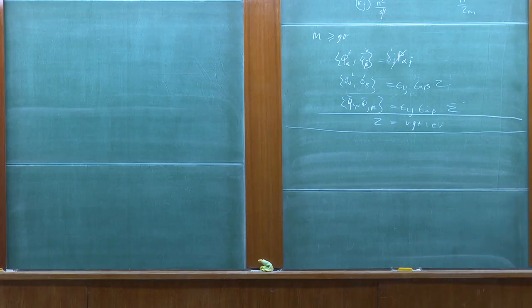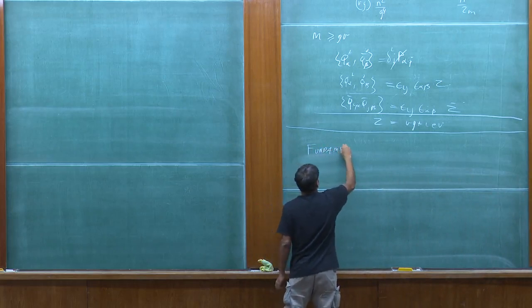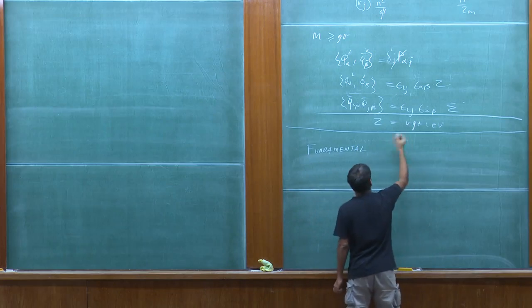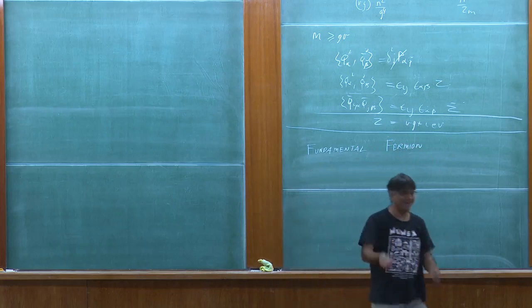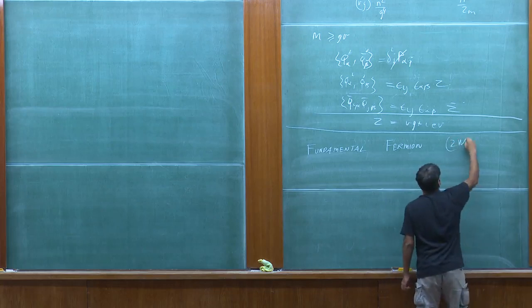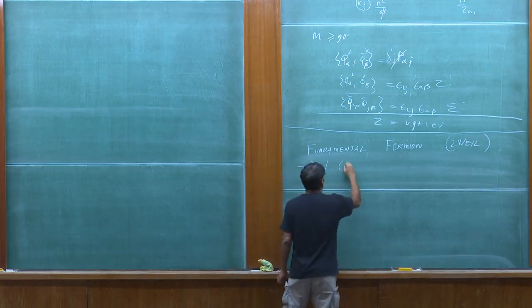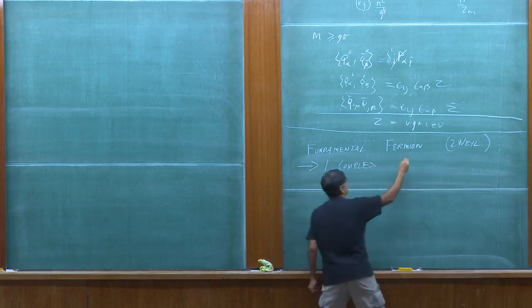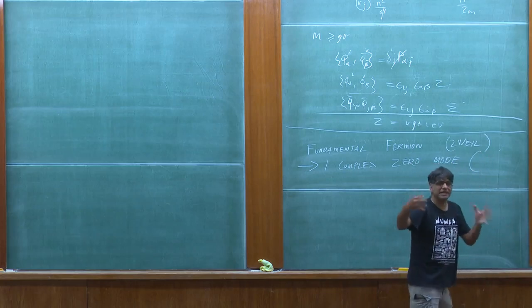So first I'm going to give you the general rule. This comes from an index theorem. And then we will see how bits of this rule we can understand from our own point of view. Okay. The rule goes this way. For every fundamental fermion, by fermion I mean two Weyl multiplets, so one Dirac field, we get one complex zero mode in the single monopole background.